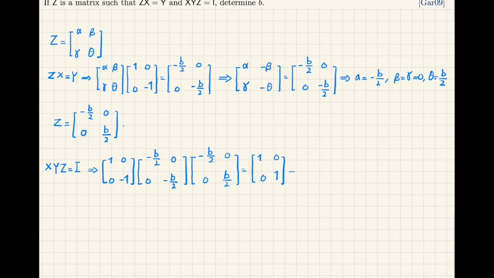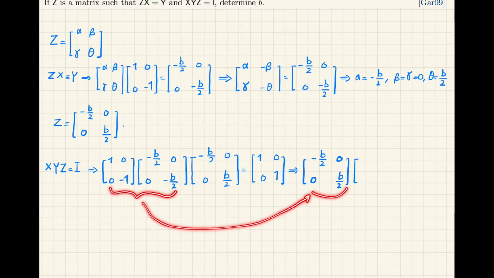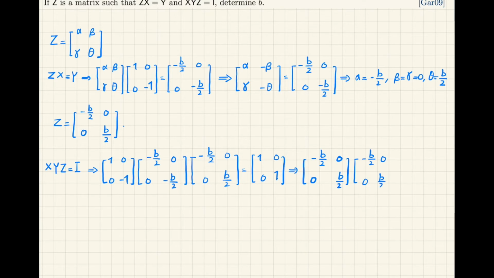Okay, so this implies that the multiplication of the first two matrices is very simple, so it becomes minus b over 2. The second entry and the third entry are 0, and then finally the fourth entry becomes b over 2, and then I have to multiply it by the answer. So what you see here is the product of these two that I wrote here, and then I have to copy and paste this matrix next to it. So it becomes minus b over 2, 0, 0, b over 2, and I again equate it with this identity matrix.